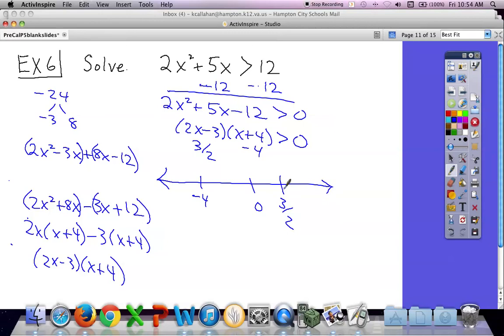So I'll do it the way the book would do it. I'm just going to test a value in one of these intervals to see what the sign is in between the critical values. And because 0 makes calculations easier, let me test 0. If I put a 0 in here, what is the value of the expression? Negative 12, right? The first two terms are 0, it's negative 12. That tells me that this whole expression is less than 0 in between negative 4 and 3 halves.